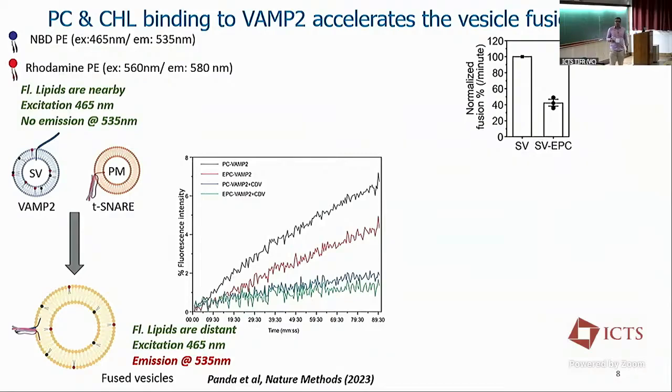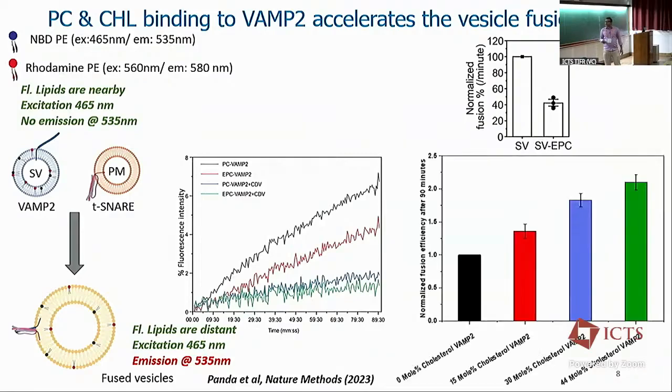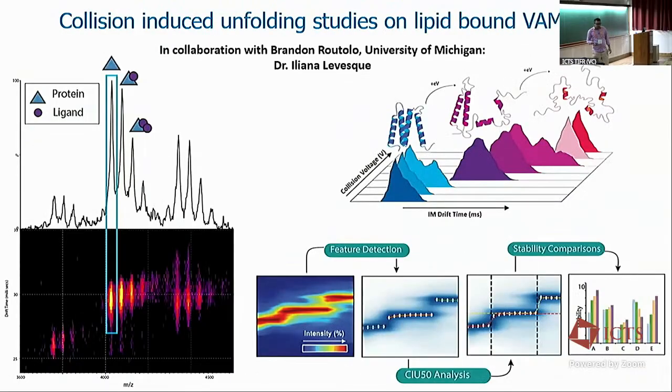So what happens to the cholesterol? In the cholesterol also, you can see from 0 to 44 mole% cholesterol, the fusion is linearly increasing. So this tells us that the PC and cholesterol binding to the protein is important for the fusion. Now, what happens to the thermodynamic stability of the protein in the membrane because of this lipid association?